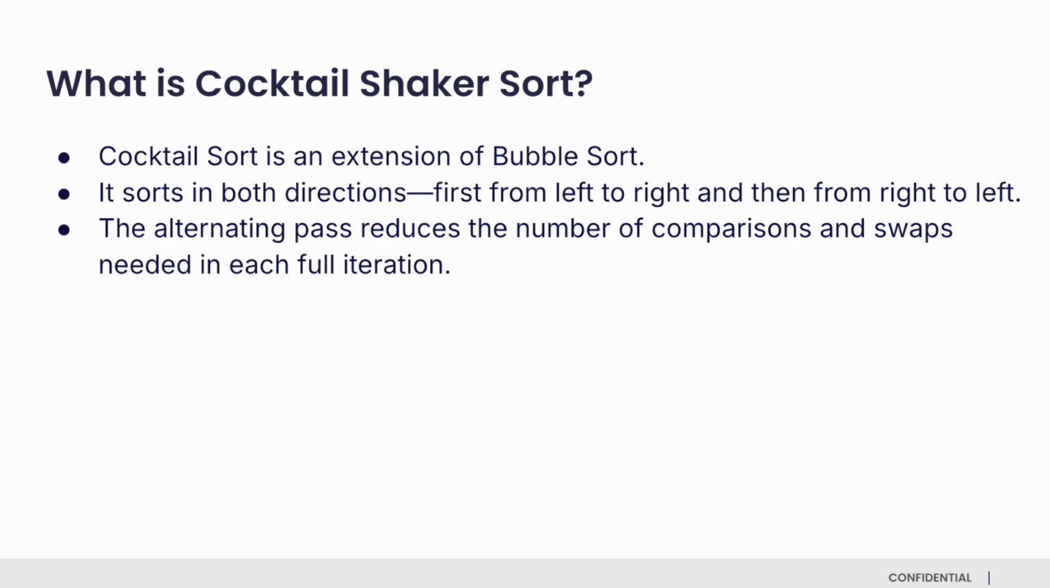As I mentioned before, cocktail sort is an extension of bubble sort. It sorts in both directions, first from the left to the right, and then it goes back from right to left. So this alternating pass of back and forth reduces the number of comparisons and swaps that are needed through each pass or iteration.